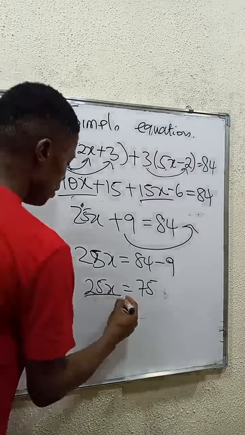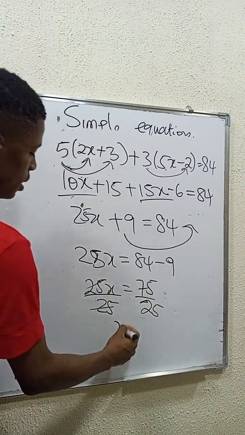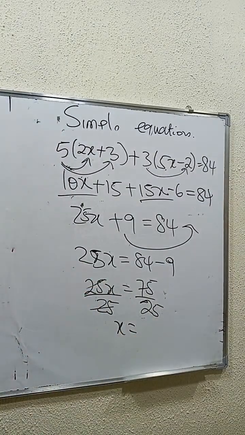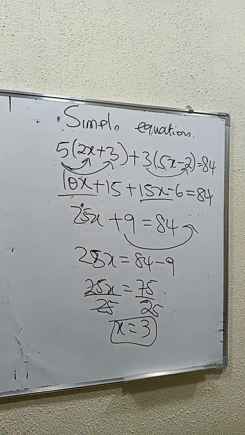The next thing is to divide by what? 25 and divide by 25. If you cancel out, x is, what is 75 divided by 25, please? Let me know. 75 divided by 25 is 3. Okay. So the answer is 3.